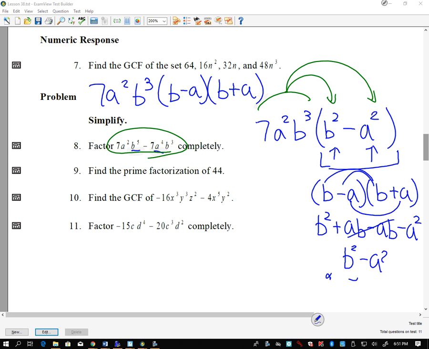Okay, and that might be the hardest question that you see in this lesson. So if you get stuck on something like this, shoot me an email, ask me in class, and I'll try to help you out with it.